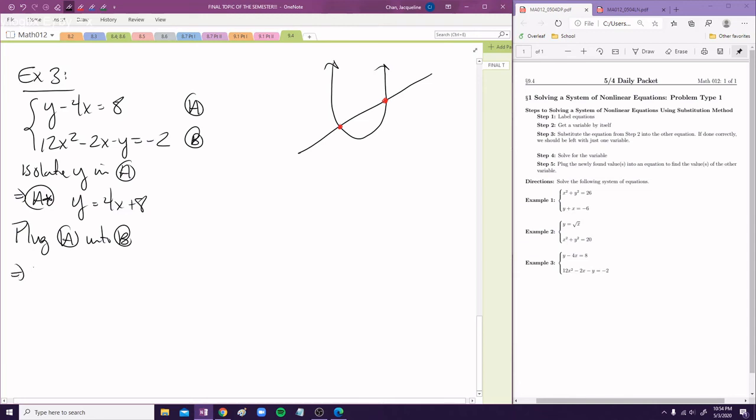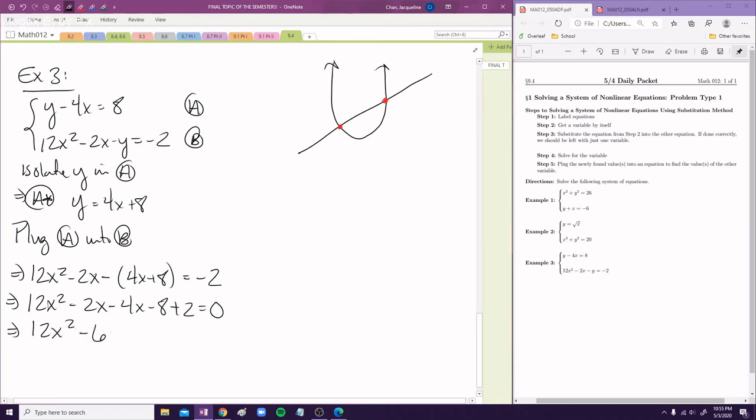So then we'll get 12x squared minus 2x minus 4x plus 8 equal to -2. Right? So there's a minus here, so what does that mean? I have to distribute a -1. When I do that, I get minus 4x minus 8, and then I'm going to add 2 over as well to both sides, right? Because I know we're going to end up dealing with a quadratic. This is 12x squared minus 6x minus 6 is equal to 0.